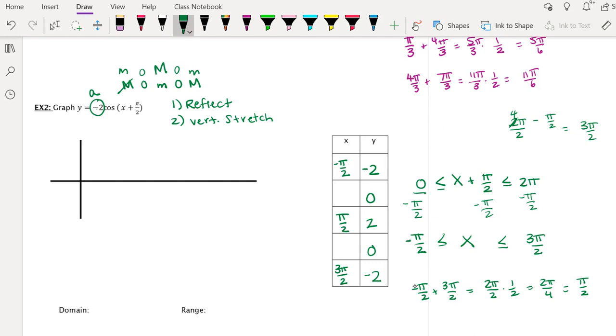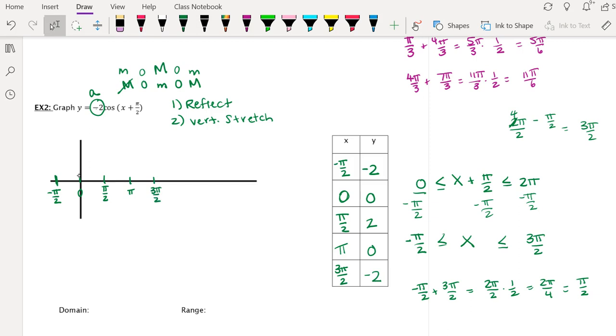Then what is in between negative pi over 2 and positive pi over 2? That's actually 0. And what's in between pi over 2 and 3 pi over 2 is pi. So let's go over here. Negative pi over 2 is to the left of the origin. Then we have 0, then pi over 2, then pi, and then 3 pi over 2.